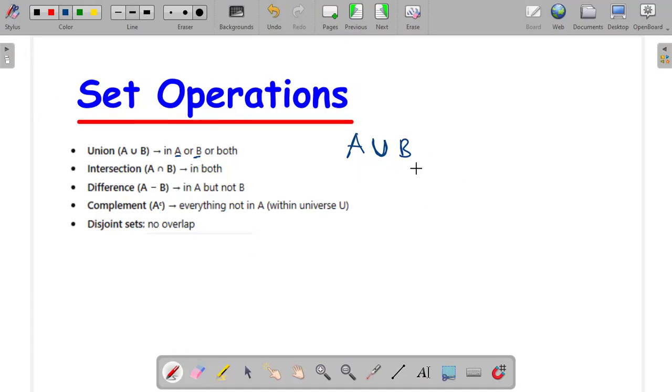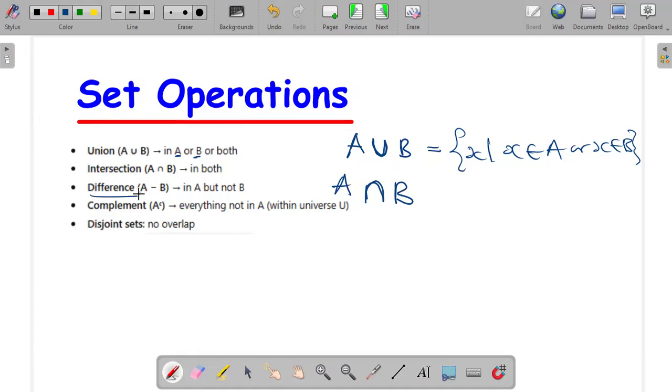Writing it mathematically, this is the set of x such that x is a member of A or x is a member of B, or both. And then intersection, A ∩ B. The symbol looks like an n. This shows us elements that are common in both A and B, that is, what elements are contained in both sets. That's what this means.